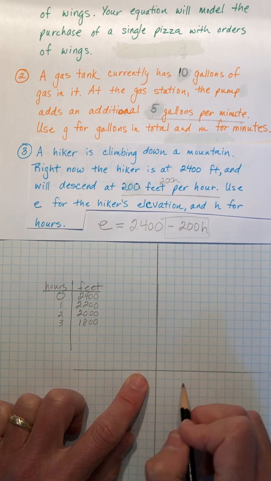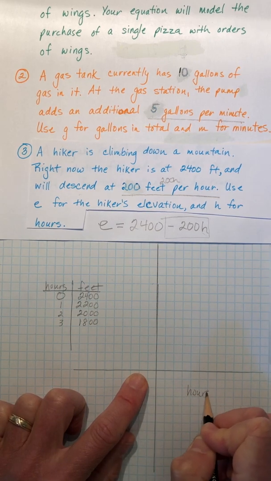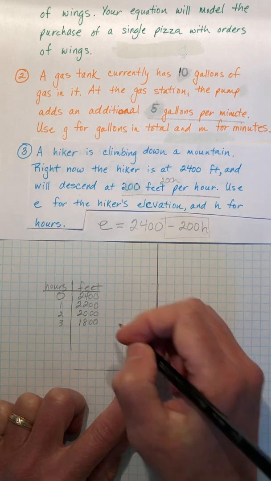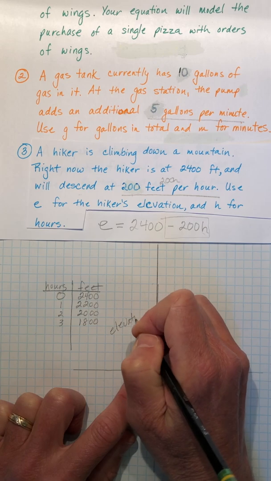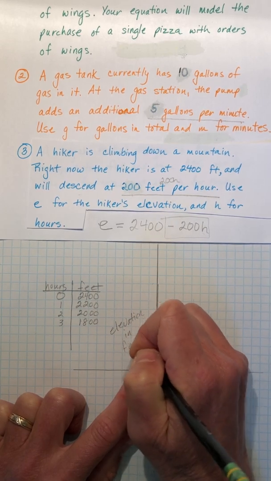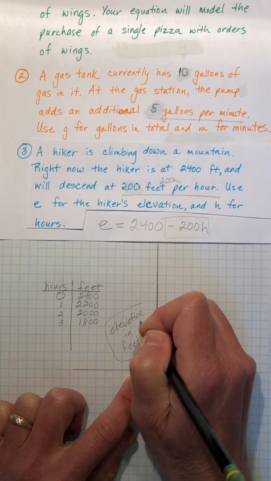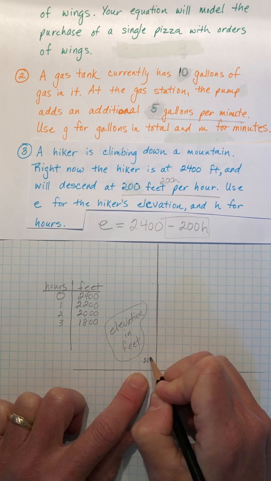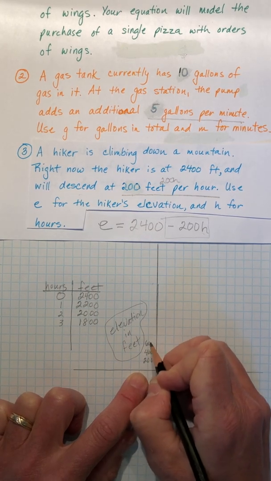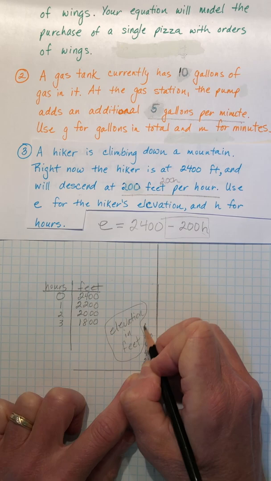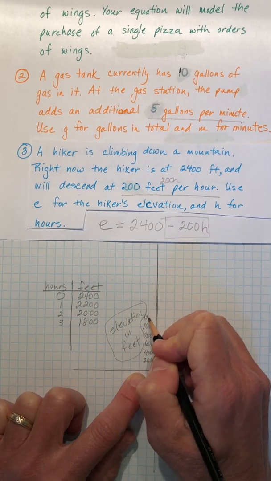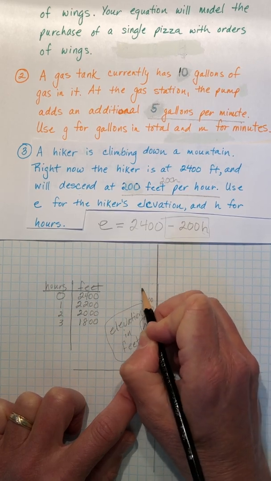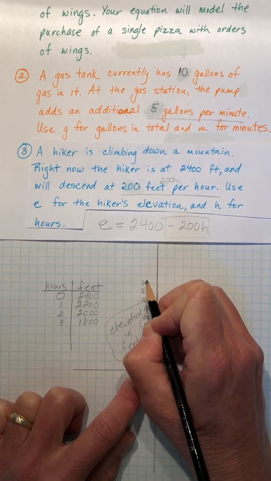So let's see, time always goes here. 1 hour, 2 hours, 3 hours. This right here is elevation in feet. And we said we're going to count by 200, so 200, 400, 600, 800, 1,000, 1,200, it's getting messy, 1,400, 1,600, 1,800, oh my goodness.